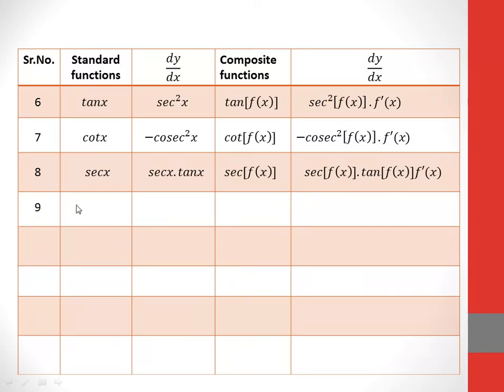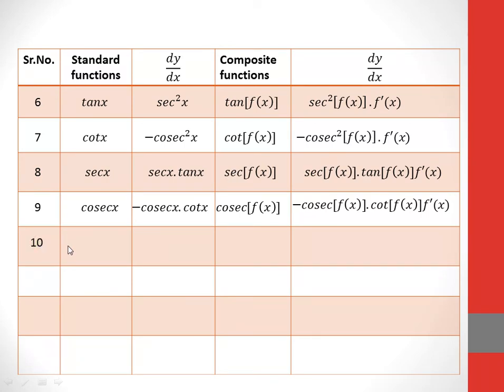Then next one, cosec x, whose derivative is minus cosec x into cot x. Now in place of x there is f of x, then for cosec f of x, the derivative will be minus cosec f of x into cot of f of x into f dash x. Again here the chain rule. So all the trigonometric functions are completed, standard functions and composite functions.